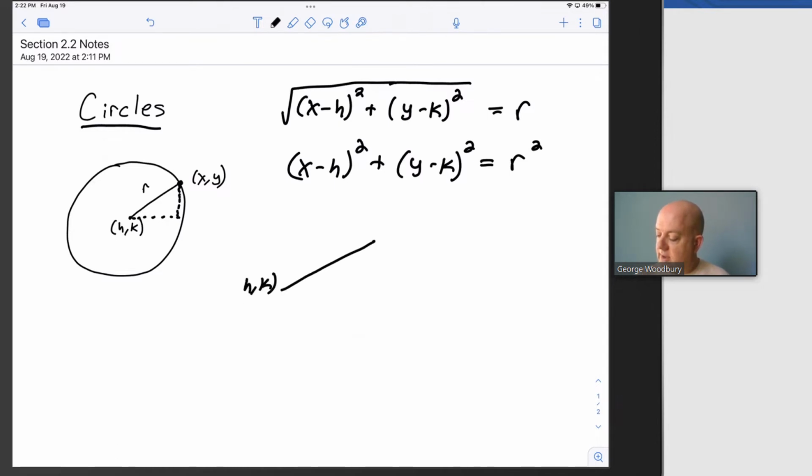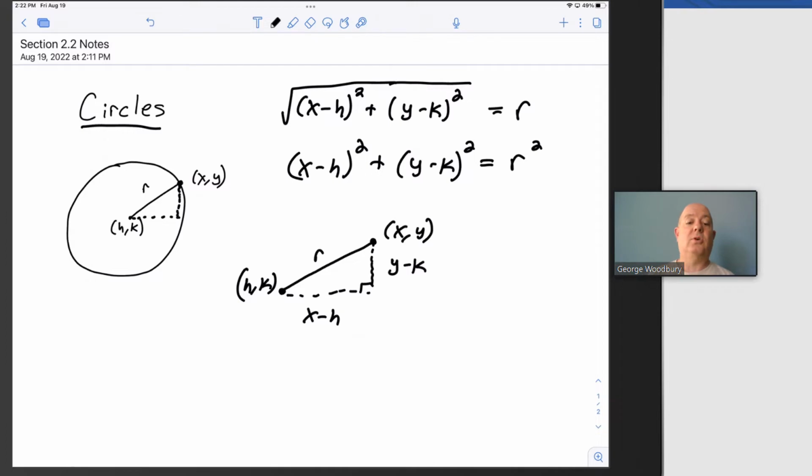Here's (h, k). Here is some point on the circle (x, y). And we can draw a right triangle here. And that tells us from the Pythagorean theorem that the squares of the two legs added together have to equal the square of the hypotenuse. The base of this triangle, that's the difference in the x coordinates, that's x minus h. The vertical height is y minus k, and there's our radius. So (x minus h) squared plus (y minus k) squared equals r squared. Pythagorean theorem, distance formula, circles, all intertwined.